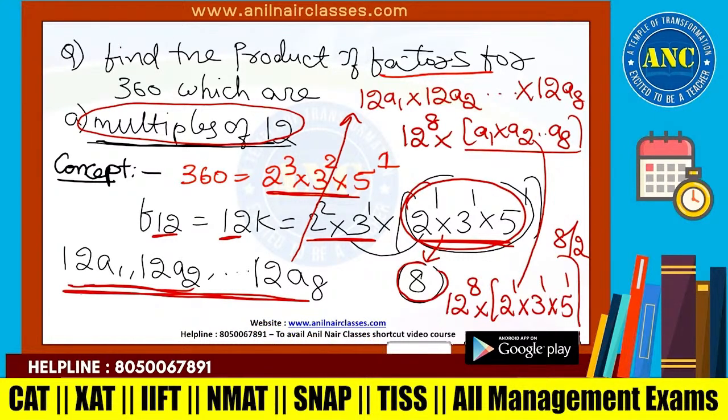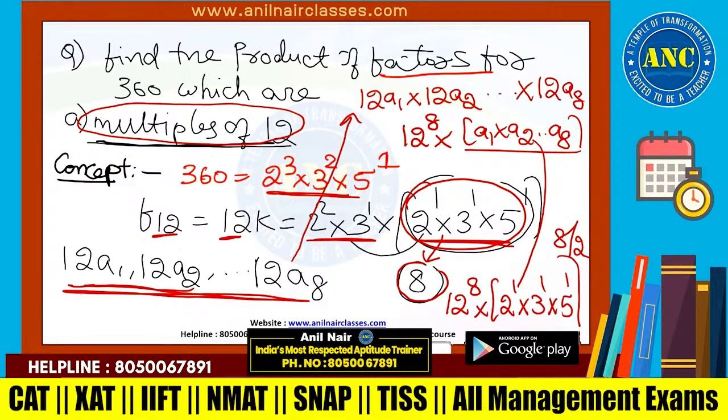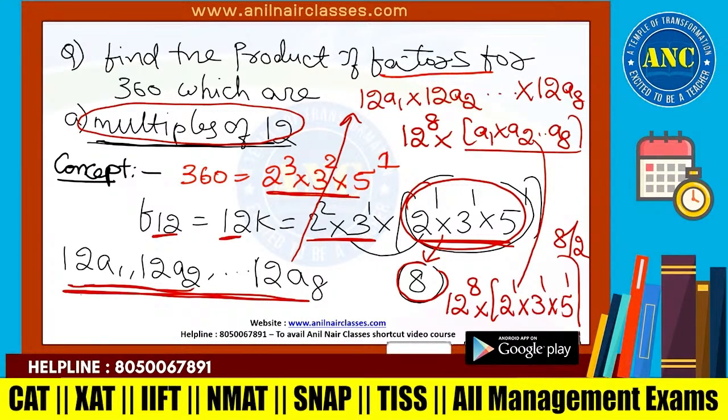I hope it is clear, right? Now it might not be that clear to you. I will do 2 more examples so that this concept is clear to you. This concept contains 2 concepts: find the factors which are multiples of 12, and find the product.